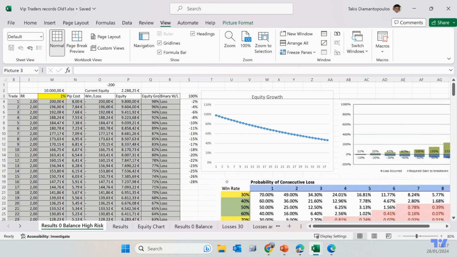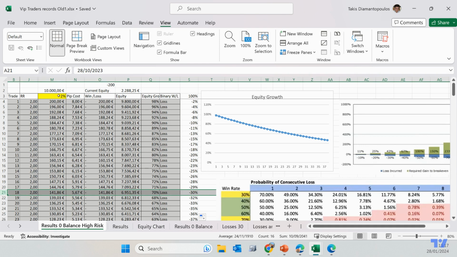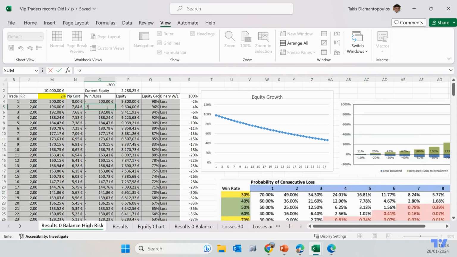Okay, sorry. So I will lose 30% within 18 trades. Now, if this 2% was not calculated on the exact previous equity and we were just trading a fixed 200 euros per trade to be our risk, this is what is going to happen. Okay, right now we lost 30% in 18 trades.